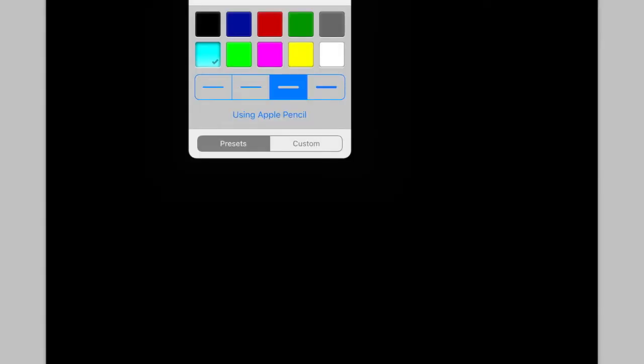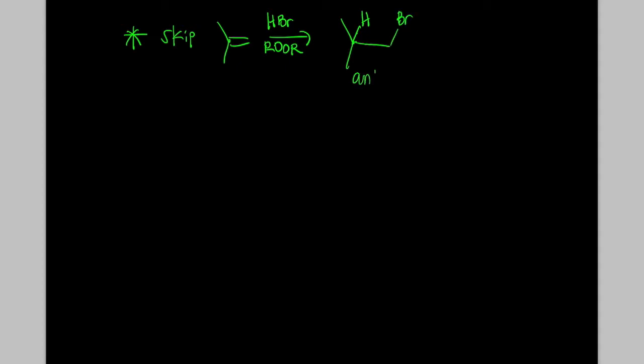All rules are meant to be broken. There's an anti-Markovnikov reaction we'll talk about right now. But for this class that I'm teaching here at Danville Community College, I'm going to be skipping this reaction. For those of you who are interested, this goes through a completely different reaction mechanism, and you get the anti-Markovnikov product. So actually the poor people get the money, and the rich people get nothing.